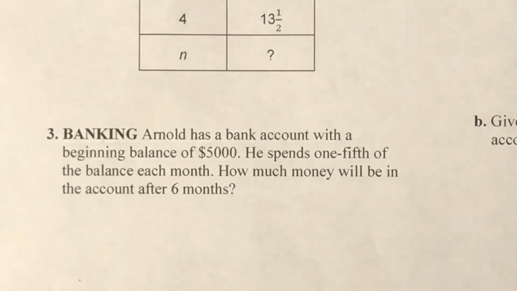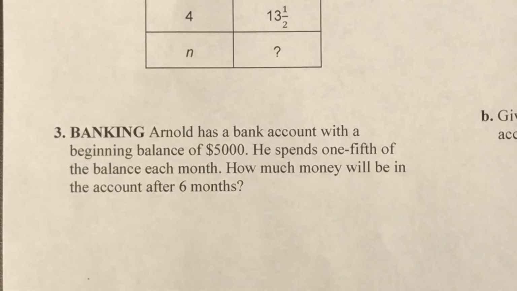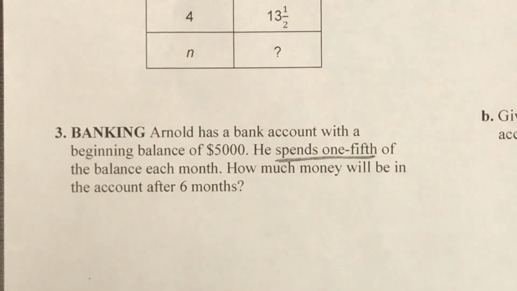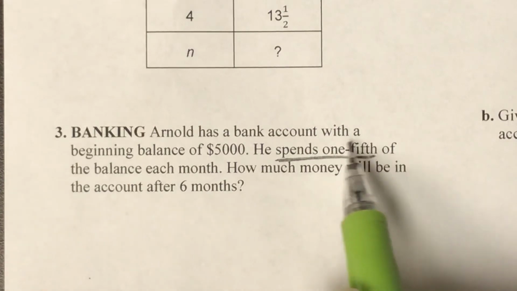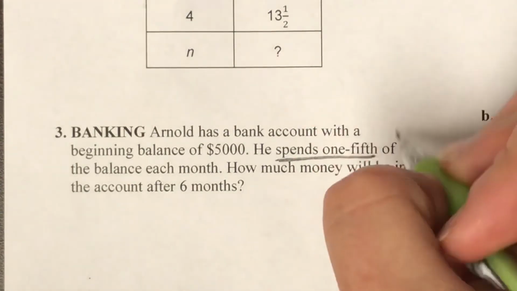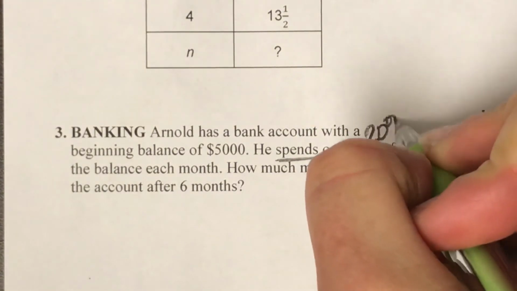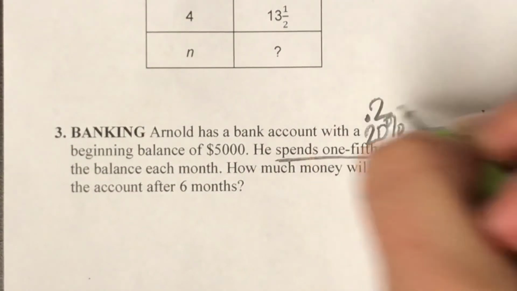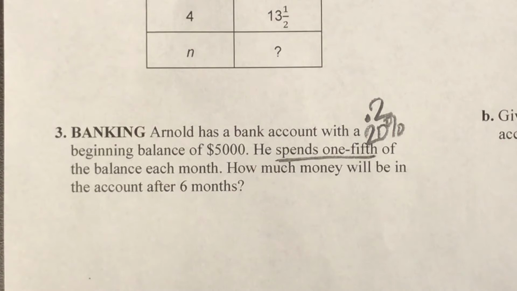Because percentages are tricky, let's look at number 3. So if I look at this situation, Arnold has a bank account with a beginning balance of $5,000. He spends 1/5 of the balance each month. How much money will be in the account after 6 months? I think that spending 1/5 is basically spending 20%. That's a simple little number conversion. So 0.2, that makes it geometric.